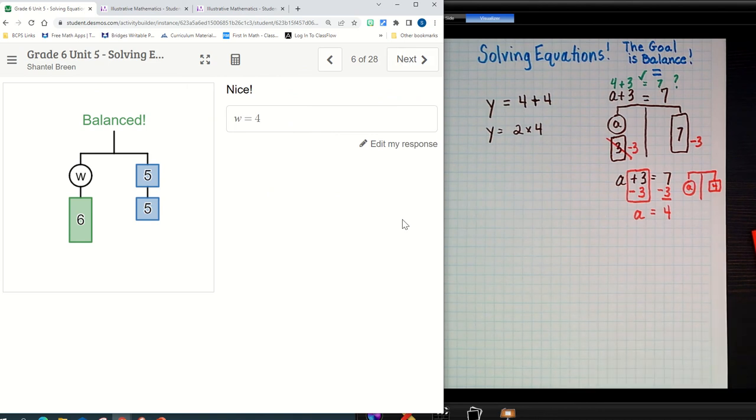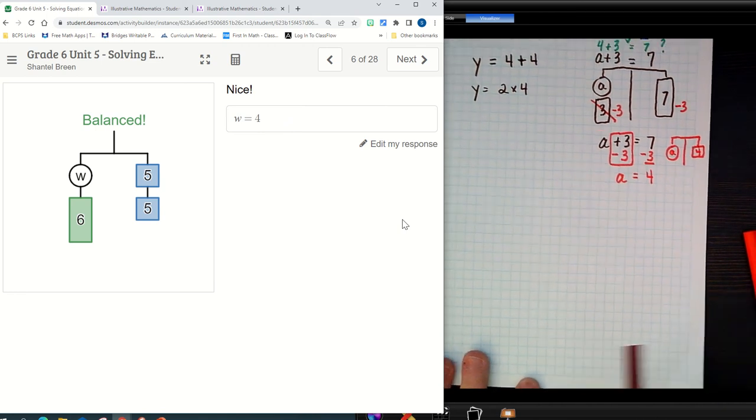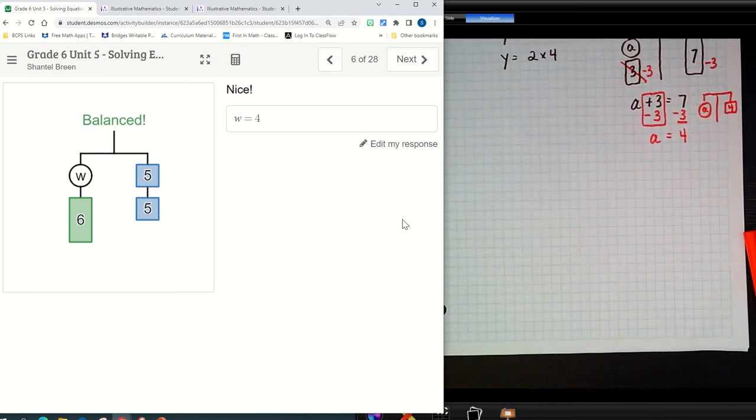All right, let's try this one. This is a good one. All right. So for this question, again, I'm just going to do a quick replication of the equation.